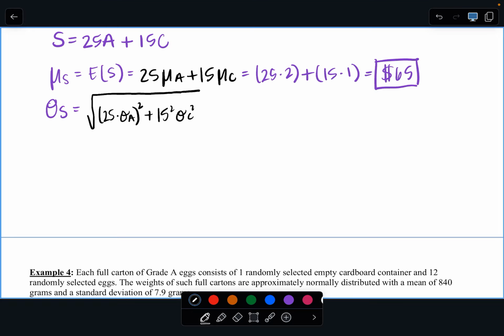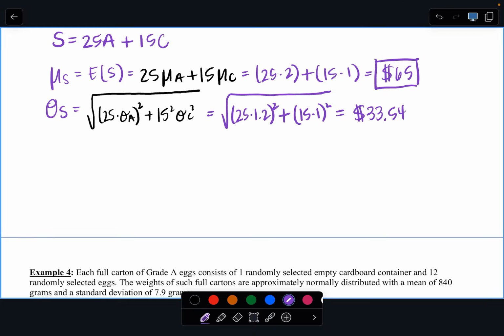So I'm going to go in and fill in the actual values that I have. So square root of 25 times my standard deviation for adults was 1.2 squared. Personally, I like the parentheses, so that's what I usually use. 15 times 1 squared. And when I plug all of this in, I get about $33.54.